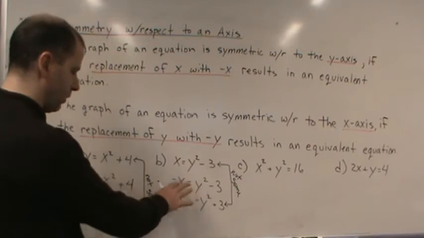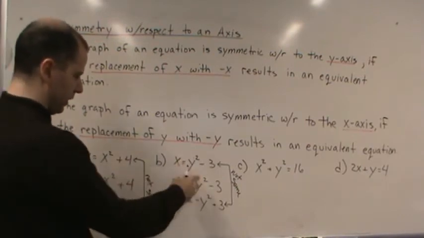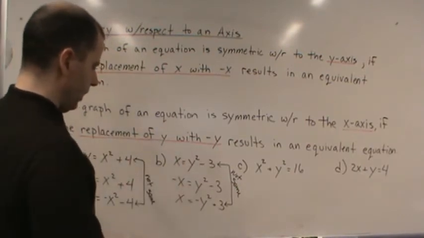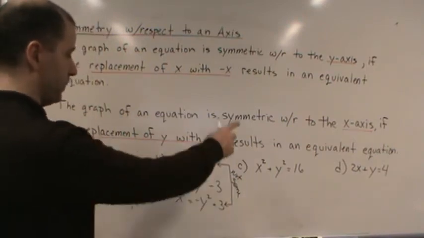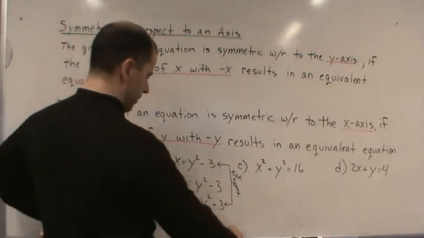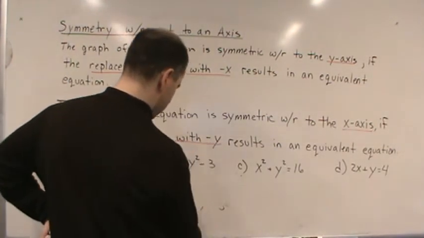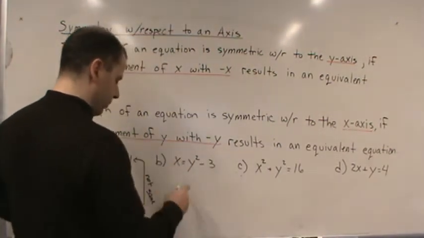So the graph of this relationship, the graph of this equation, is not symmetric with respect to the y-axis. Now let's replace y with negative y and see what we get.